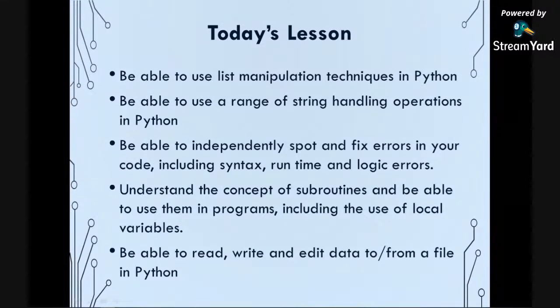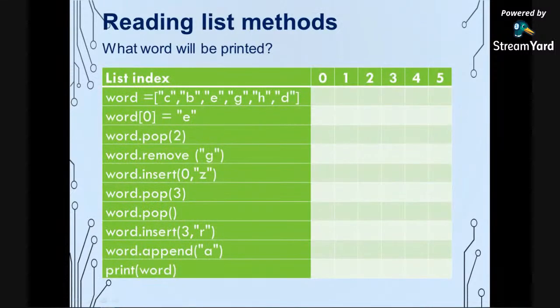Okay, so first thing we're going to look at is the reading lists methods. This is exactly the same one as I gave you in class, but try and remember all of this where we've got all of these different parts. So remember, if I put C, then B, then E, then G, then H, then D, that's the first word. And then word[0] becomes E. So what's word[0]? It's this one here. So I'm going to put E, okay? And then B, E, G, H, D.